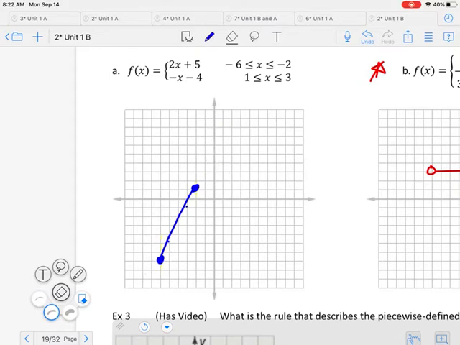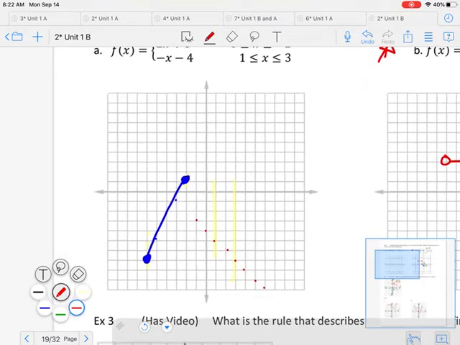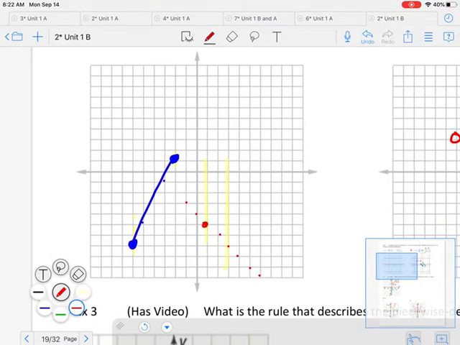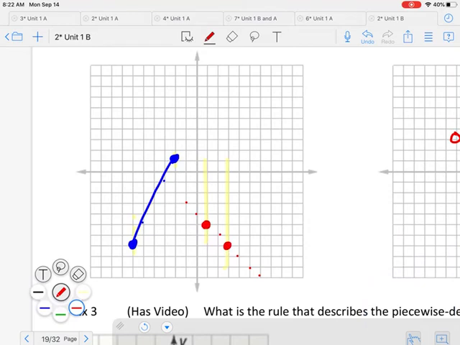And the next one, -x minus 4. -4 is the y-intercept, and a slope of -1. And I'm not going to go more to the left because I'm looking at the domain goes from 1 to 3. So +1 to +3. We've got another short little piece. Also closed circles in between, and there's that guy.